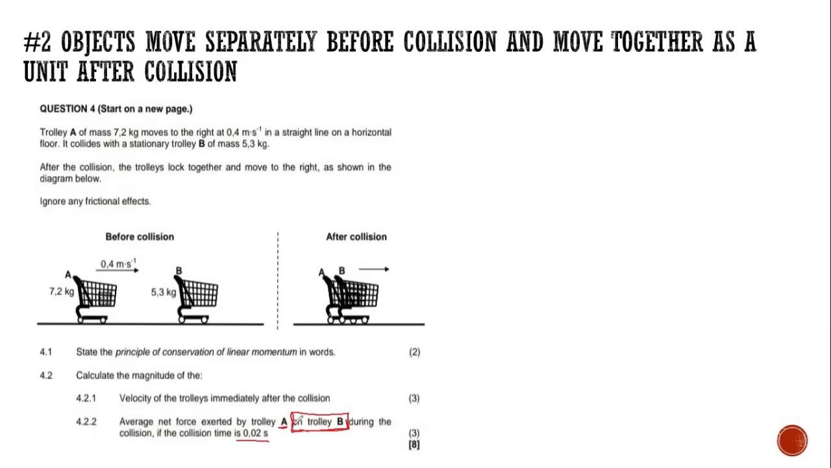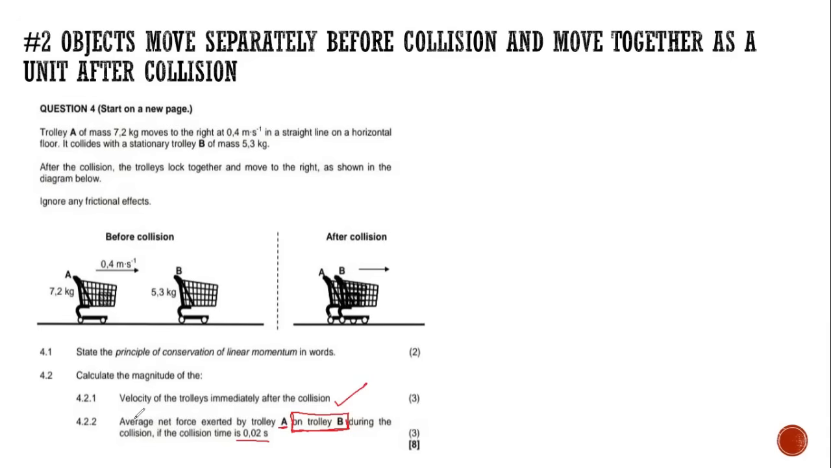So which information are we going to use? Are we going to use the information of A or the information of B? We are going to use the information of B, because when we calculate the net force, we are calculating based on the object that is experiencing that net force, right?